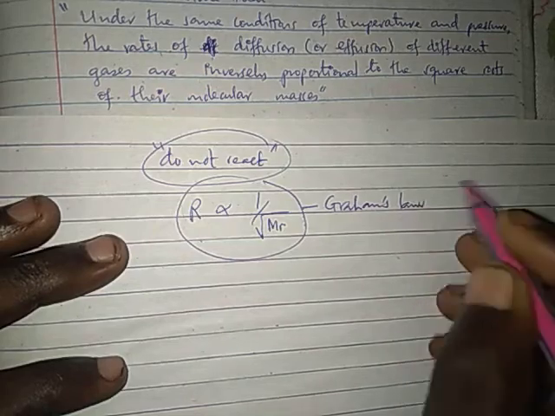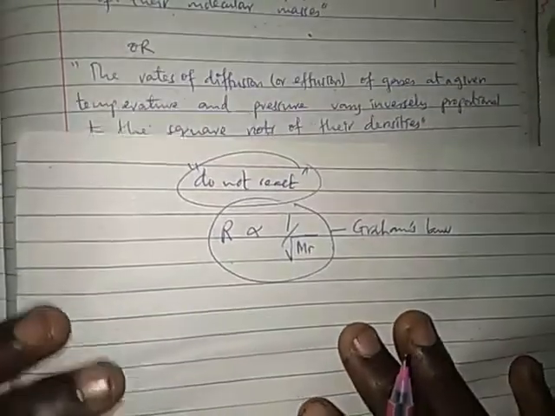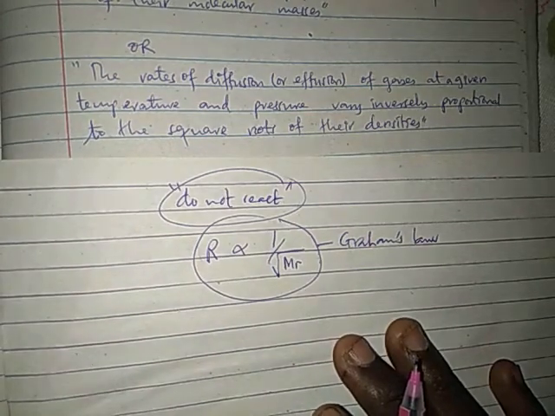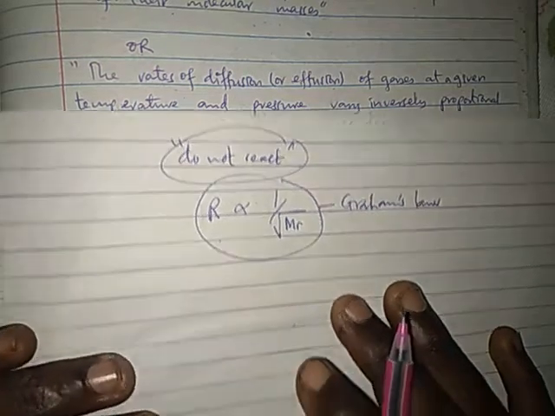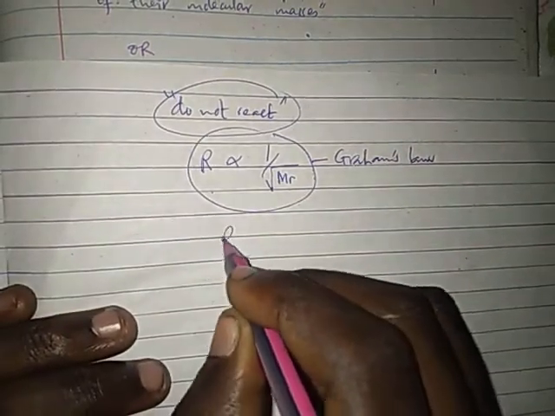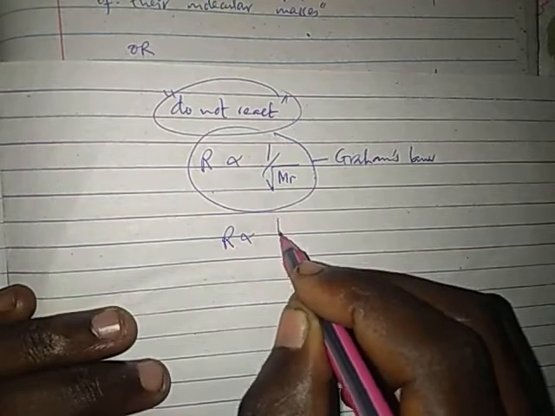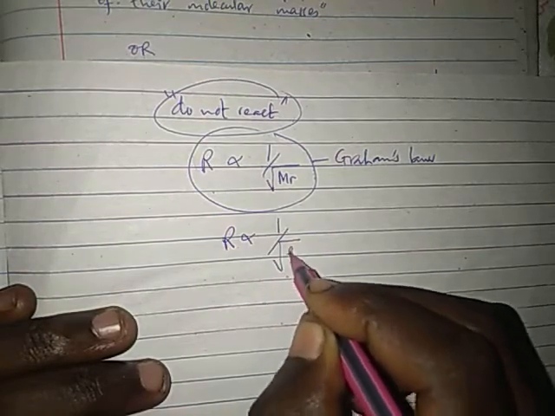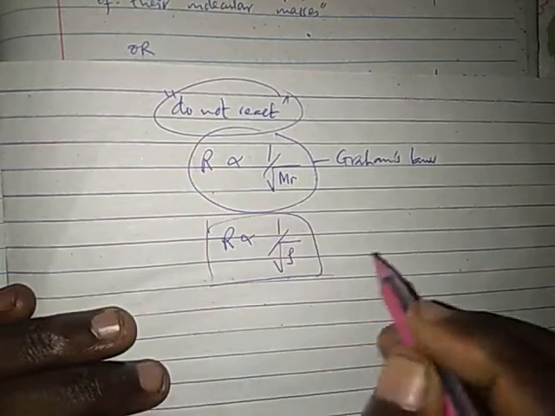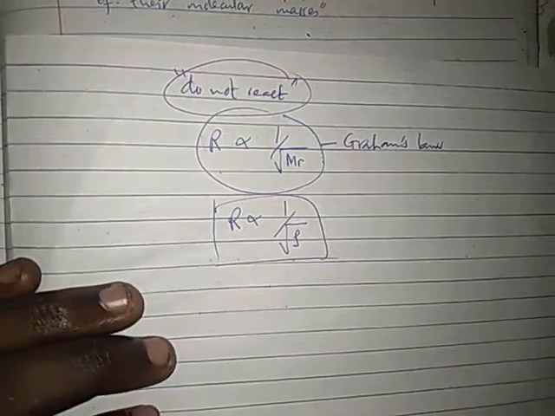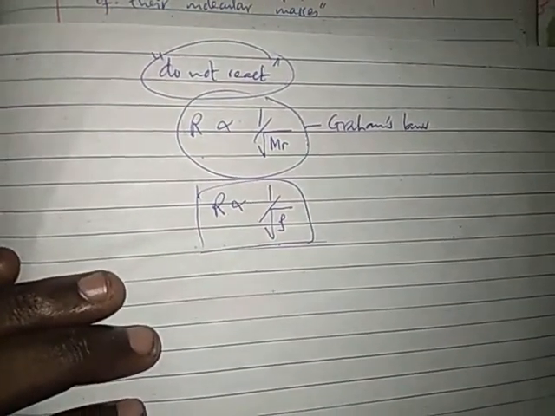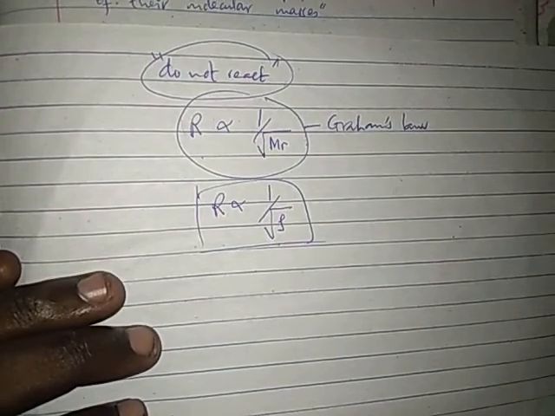Au kwa njia nyingine unaweza kusema the rate of diffusion or effusion of a gas at given temperature and pressure vary inversely proportional to the square root of their densities. So R is inversely proportional to the square root of density. Any of these is the Graham's law. Either ukisema molar mass au ukisema density ni kitu kile kile.